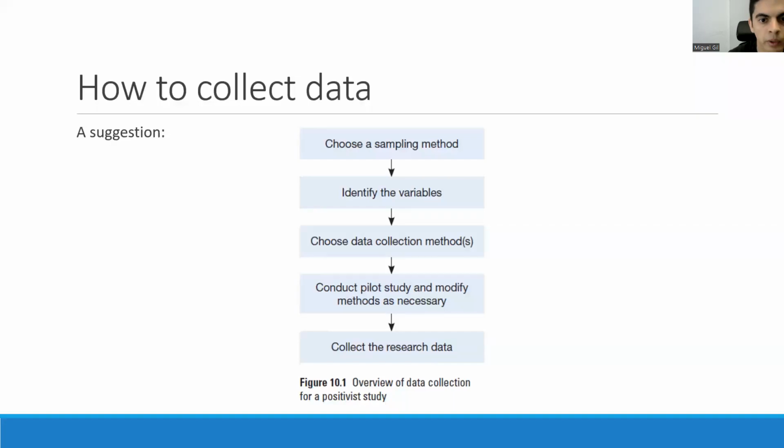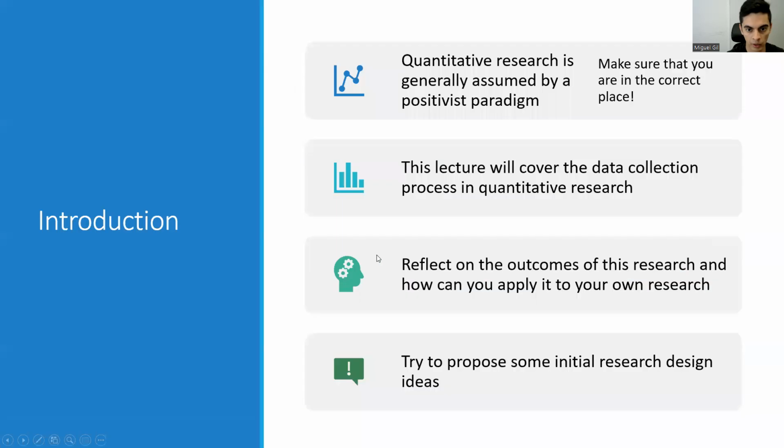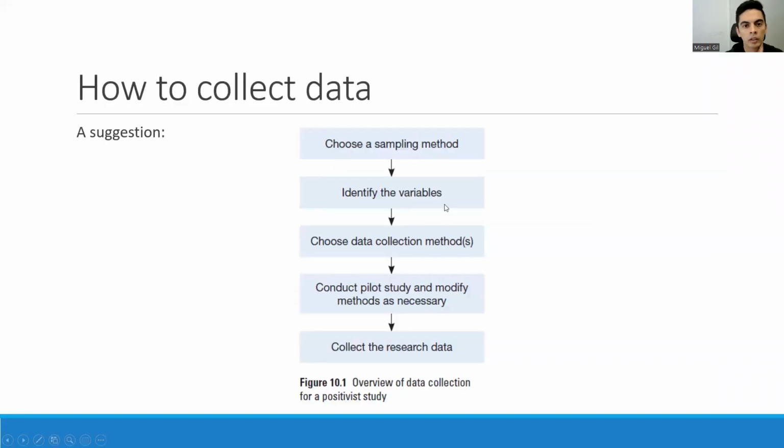So continuing with our lecture, now we have this kind of map or guideline of how to collect data, because as I mentioned, the objective of this lecture is to understand how to collect data. So this process starts with choosing the sampling method and choosing the sample. I will explain what that is in a second. From there, we move to identify the variables.